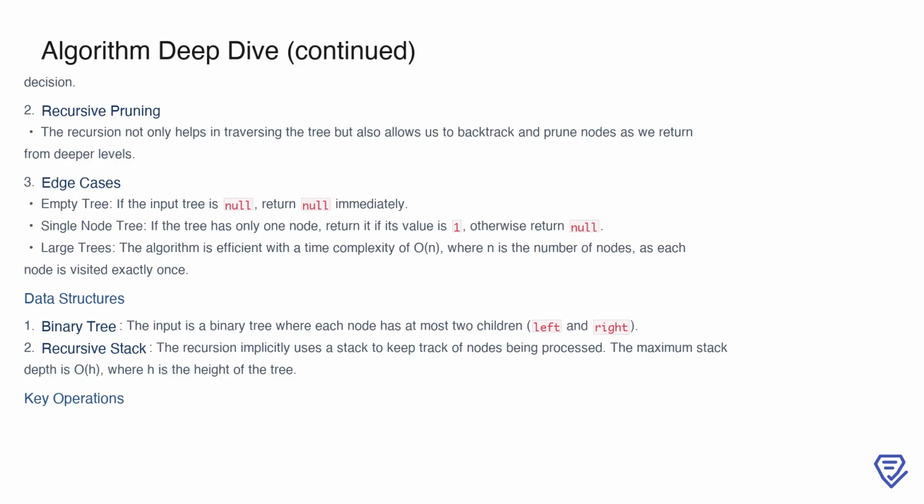Edge cases must also be considered. For example, if the input tree is empty, we return null immediately. In the case of a single node tree, we return the tree if the node's value is 1, otherwise, we return null. For larger trees, the algorithm efficiently processes all nodes with a time complexity of O(n), where n is the number of nodes in the tree, and a space complexity of O(h), where h is the height of the tree, due to the recursive call stack.